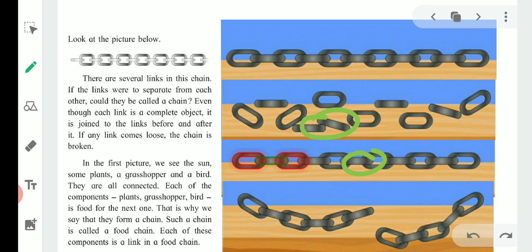In the first picture, you see the sun, some plants, a grasshopper, and a bird. They are all connected. Like this chain, the food chain is connected to each other. Each component, plant, grasshopper, bird, is food for the next one. That is why we say that they form a chain. Such a chain is called a food chain. Each of these components is linked in a food chain.